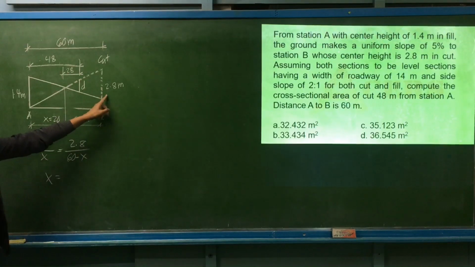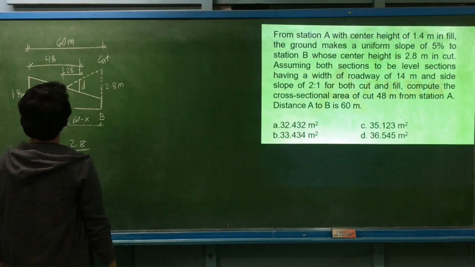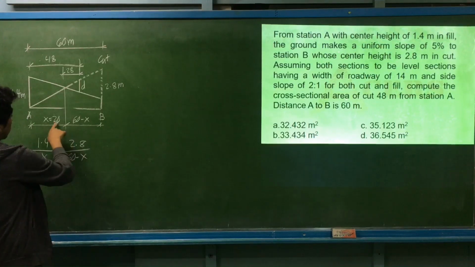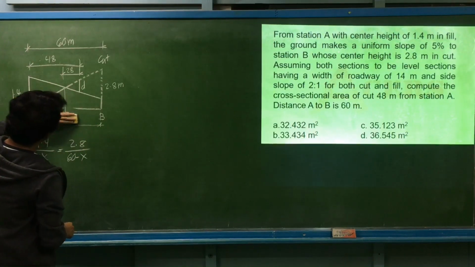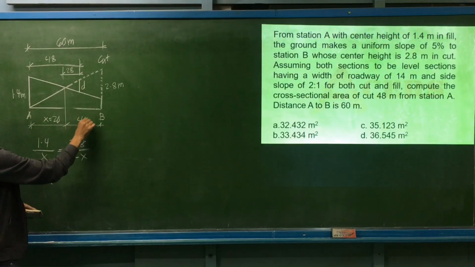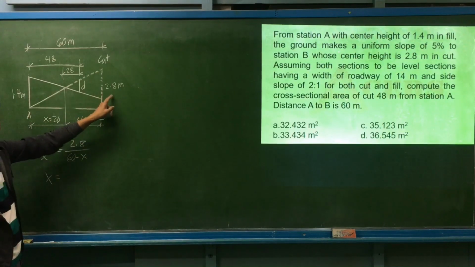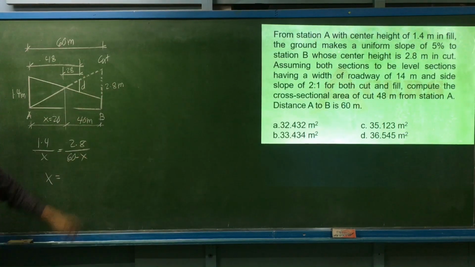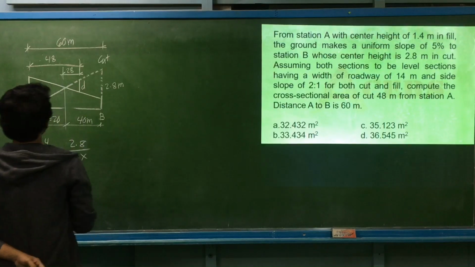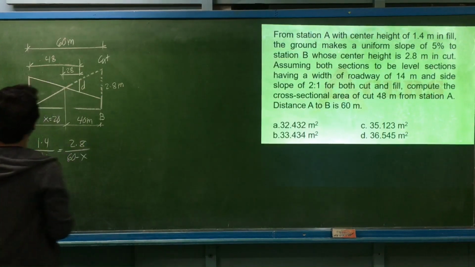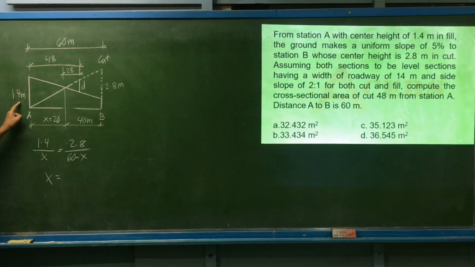We can separate this triangle, this portion. So if this is 20 meters, this is obviously 40 meters. Let's separate that triangle so we can get the dimension of D. Ratio and proportion of similar triangles. Or we can also do this using 1.4.